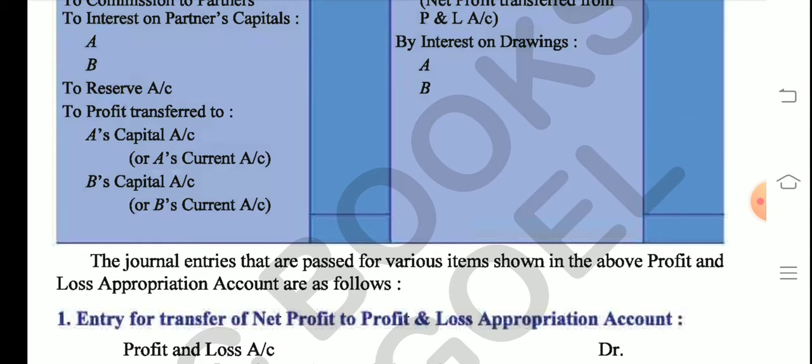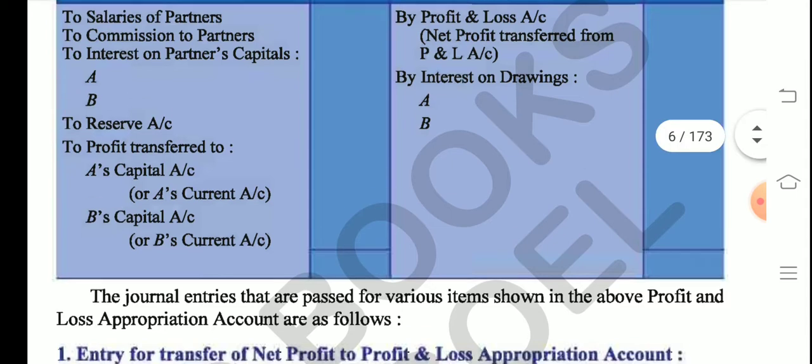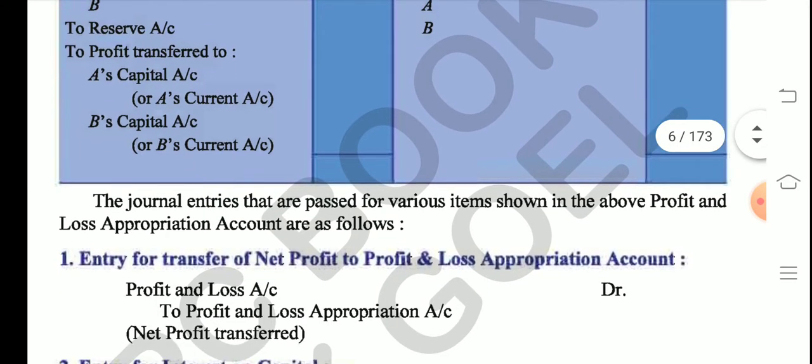Later on, students, we are going to study one topic, that is fixed capital and fluctuating capital. So later on I'll talk about why we write current account, but just now understand that we write A's capital account and B's capital account. Whatever profit was there after balancing both the sides, we divide that profit among the partners, because partners are to be paid salary, commission, interest, everything. So whatever will be left after paying all those expenses, only that is to be divided among the partners. So I hope this much is clear to you.